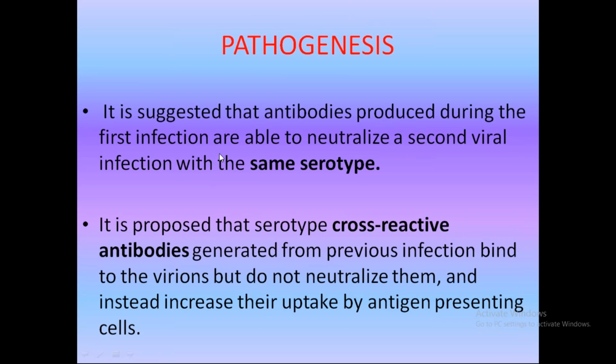Antibodies produced during the first infection are able to neutralize a second viral infection with the same serotype only. Especially in endemic areas, the child more frequently gets dengue fever with one or another type of serotype. With the same serotype, these antibodies will protect. But if it is another serotype, it is proposed that serotype cross-reactive antibodies generated from the previous infection will bind to the virions, but they won't neutralize them. So if the child gets a second infection with a second, third or fourth serotype, any serotype, they will get infection and antibodies will be produced. But these antibodies are cross-reactive and bind to the virions without neutralizing them. Instead, they increase the uptake by the antigen presenting cells, so they exaggerate the disease process.